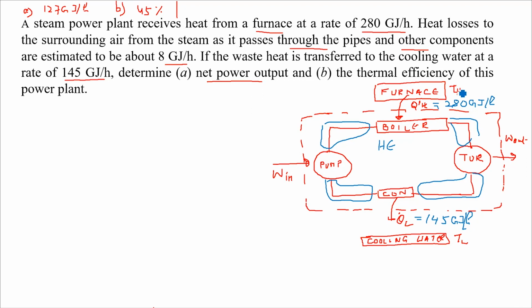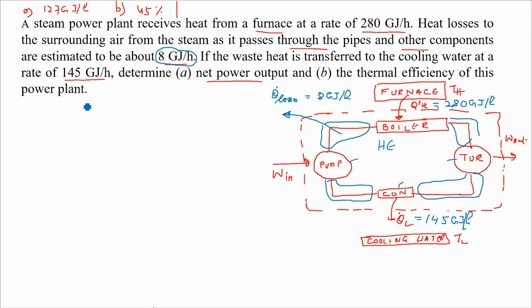Now you are familiar with both heat transfers. It further says that 8 gigajoules per hour is being lost to the surroundings through the pipes and other components. So these other components, pump, turbine, and condenser, along with the pipes, are losing heat at the rate of 8 gigajoules per hour.